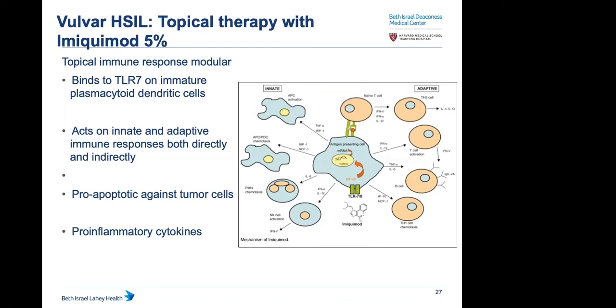It increases the release of pro-inflammatory cytokines. It recruits T cells and antigen-presenting cells, and just upregulates the immune response, and is very useful in environments where there is HPV, which suppresses the presence of T cells. And by upregulating the immune response in that microenvironment, it helps to fight the HPV virus, but also helps to cause regression of vulvar dysplasia.